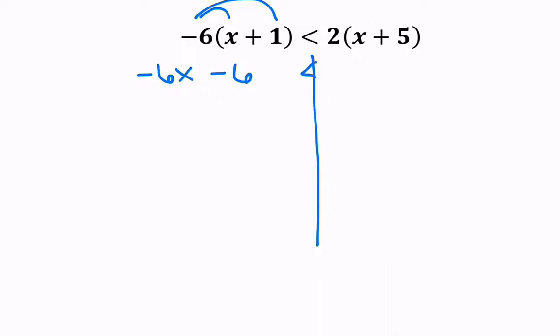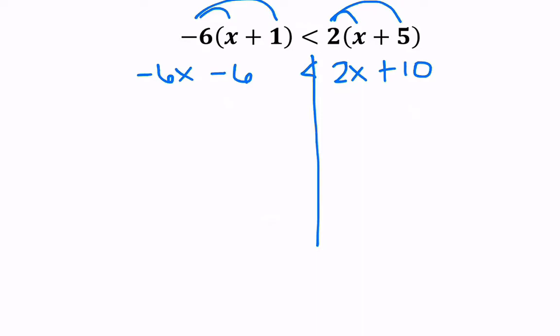We have done nothing to mess with our sign. And we're going to distribute on the right side. So 2 times x is 2x. And then I'm going to take that 2 and multiply by 5. 2 times 5 is a positive 10, so I write plus 10. All right, so parentheses are done.